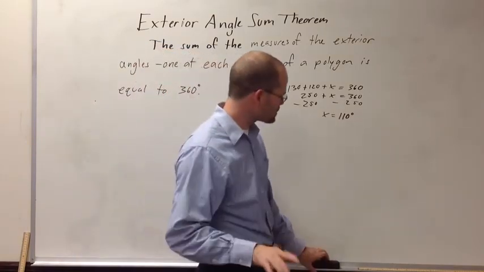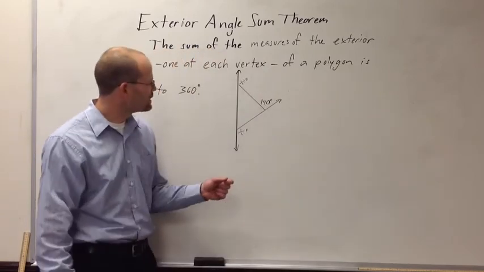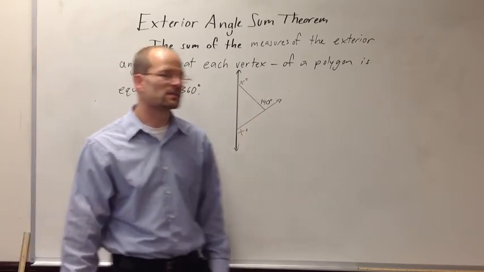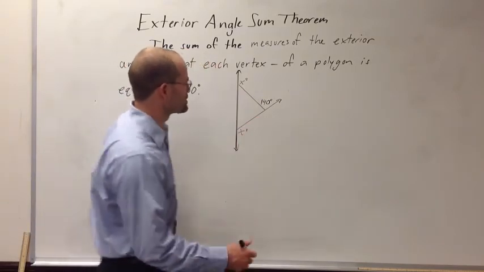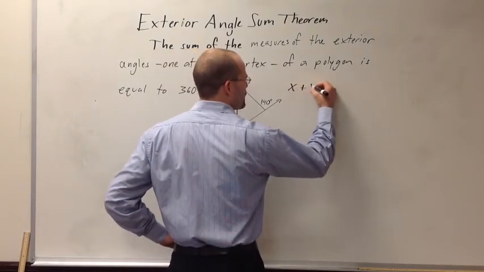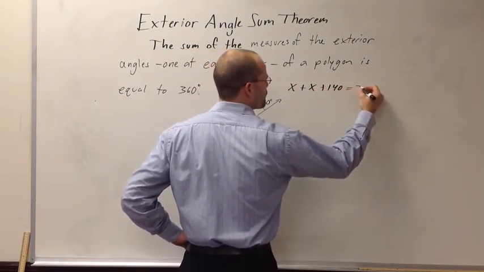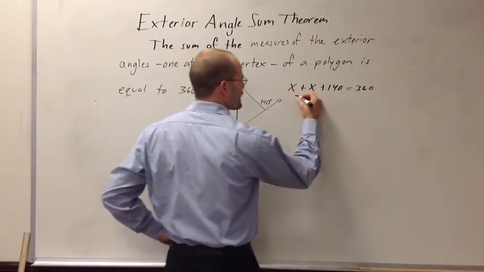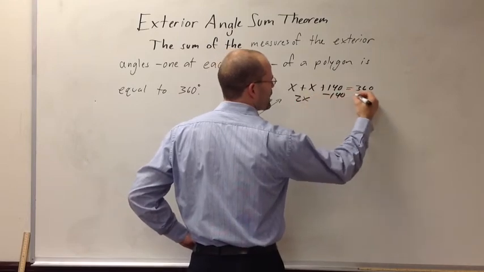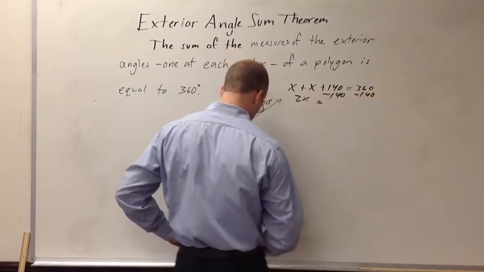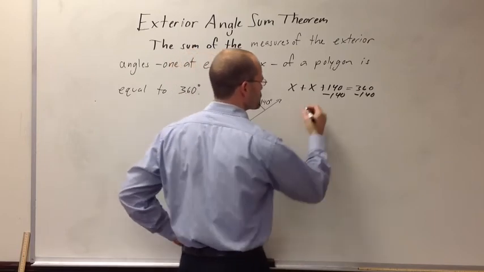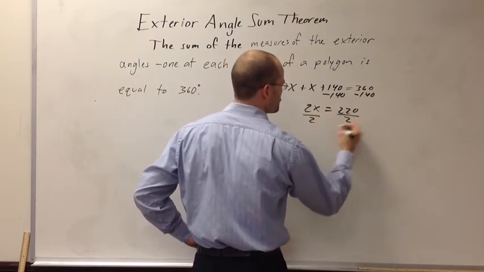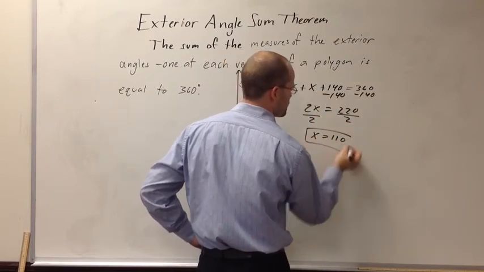Pretty straightforward application. Let's look at one more problem. Suppose we had something like this. We have a triangle. We have two exterior angles that are unknown, and we have a third exterior angle that is known. Notice that these are the same measure. So let's just write it out in an algebraic expression. X plus 140 equals 360. The sum of the exterior angles is equal to 360. This is 2x. Subtract 140 from each side. 2x equals 220. Divide by 2, divide by 2. X equals 110. We find the answer that way.